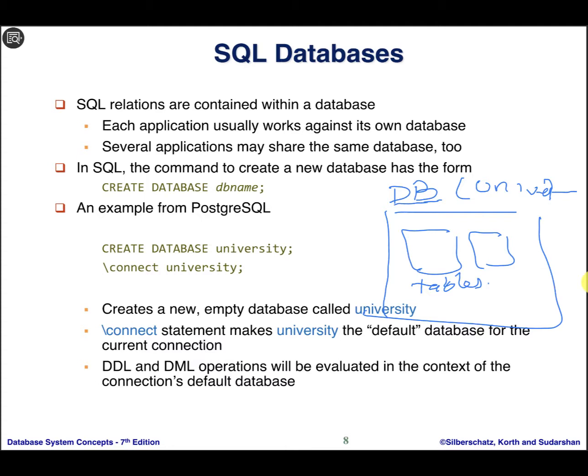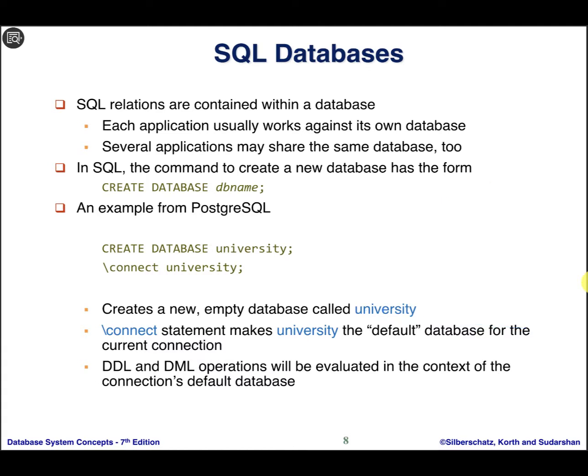So after you create the database, which you do one time, you have to connect every time you want to access the data and do some operation. Clear? How can you connect? First, how can you create the database? This is the command: create database, and you specify whatever name of the database, then a semicolon.